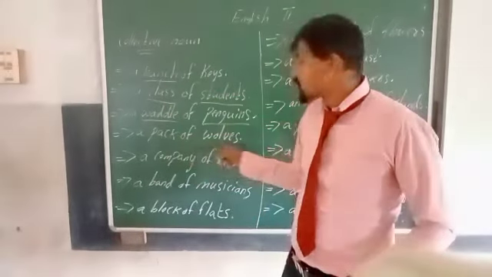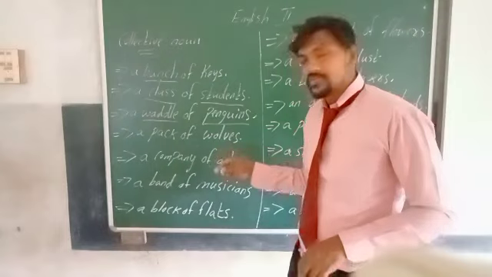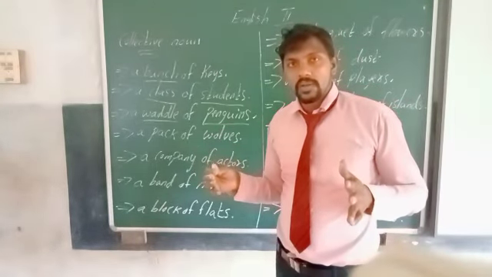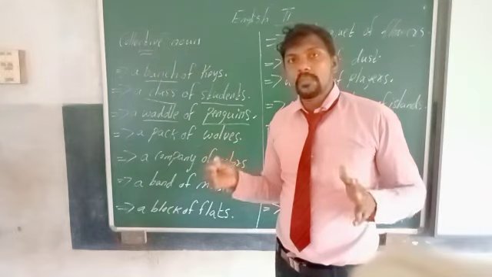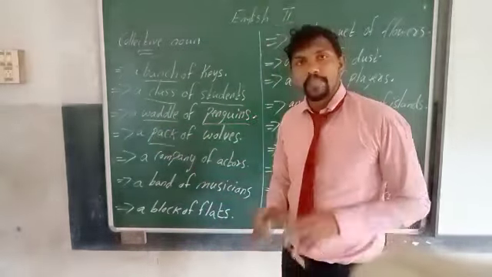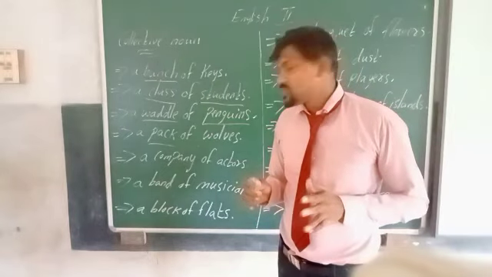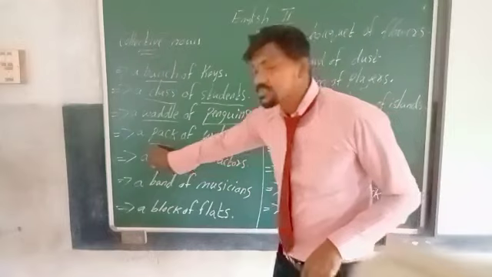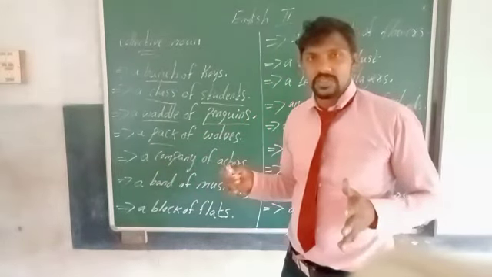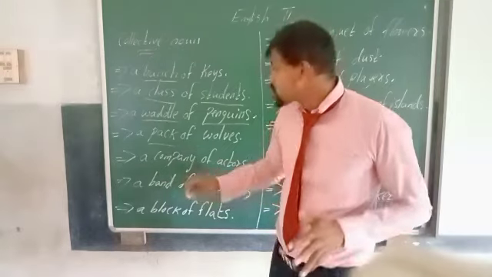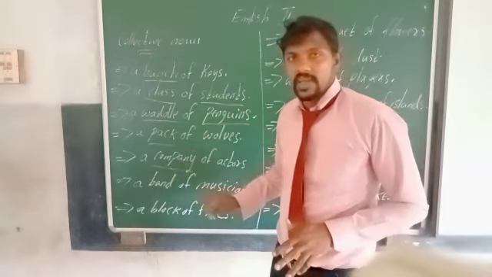Then a pack of wolves. If there is more number of wolves, how do we call? If there is more number of wolves, we will call it a pack. A pack of wolves. Right. Then the company of actors. If there is more number of actors, we will call it company, right?